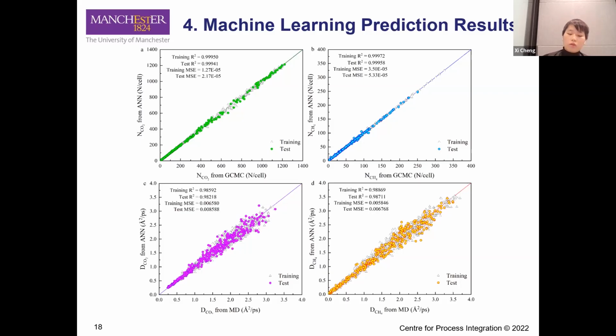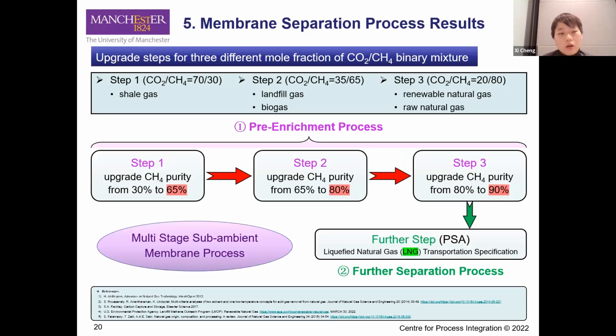Here the figure shows the parity plot of the adsorption capacity and self-diffusivity based on the operating condition features. The statistical metrics of MSE and R-square provide evidence that the ANN model trained on the basis of GCMC and MD simulation datasets can accurately predict the adsorption and diffusion of the CO2/CH4 binary mixture in the IM-of-one membrane.